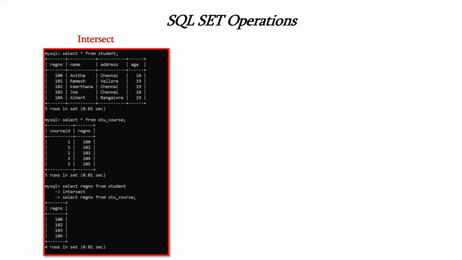Next we have the intersect operation. It returns the common values between the two tables. Again we have the student table and the student course table. If we write the query as select register number from student intersect select register number from student course, it takes only the common register numbers available between these two tables. So 100 is available in both the tables, 101 is not available, 102 is available in both the tables, 103 and 104 are also available in both the tables, but 105 is there and it is not in the first table. So it takes only the common values, that is 100, 102, 103 and 104.